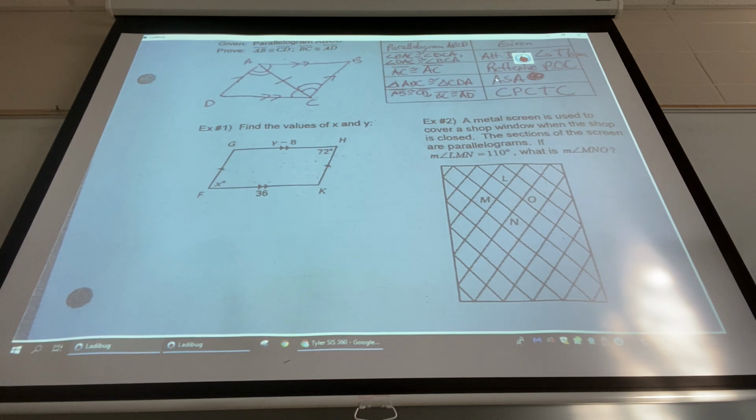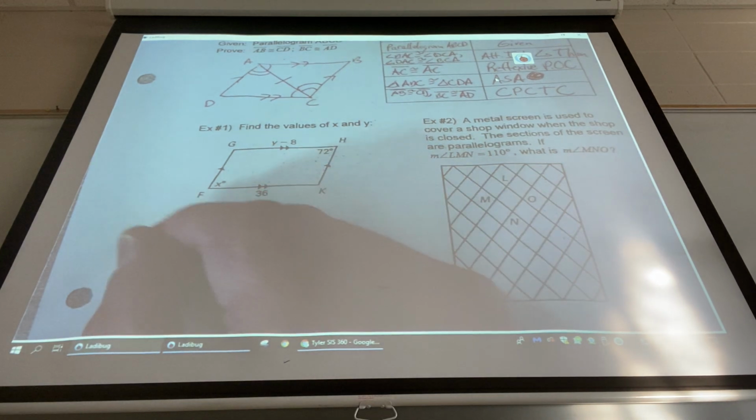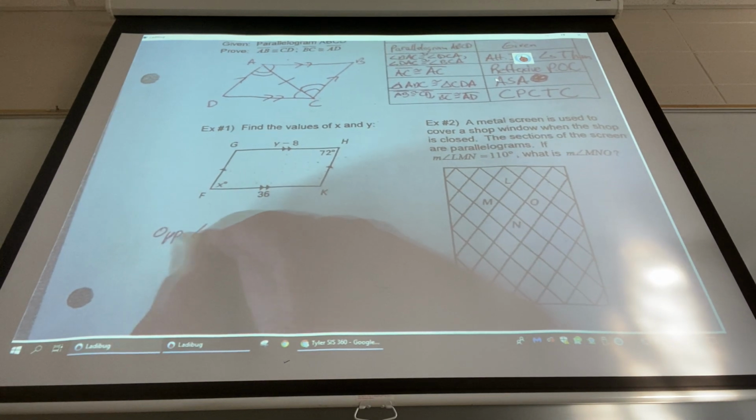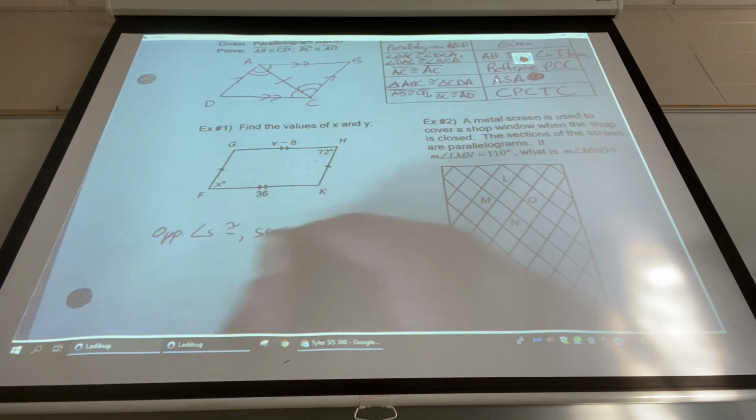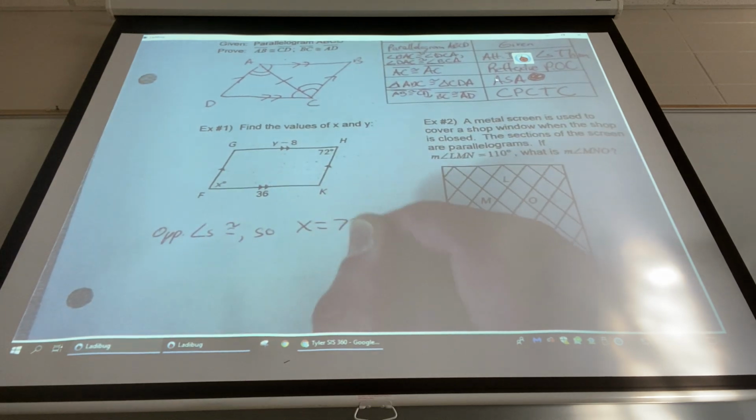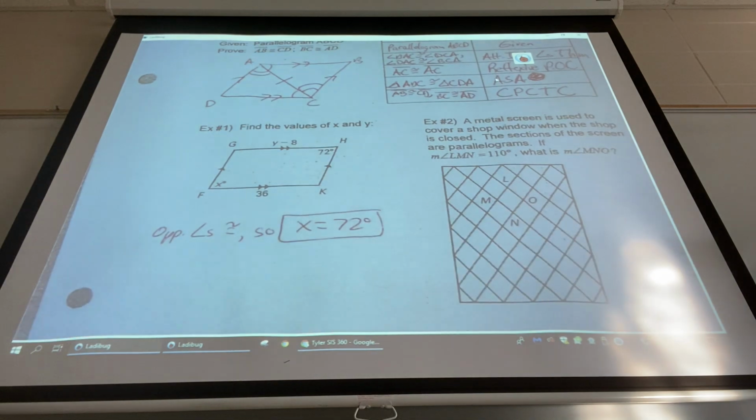Theorem 8.4, so it's equal to angle H. Yeah. Opposite angles are congruent. I guess we'll write that down real quick. Opposite angles congruent. So x is equal to 72, isn't it? That's kind of nice. Well, what else?